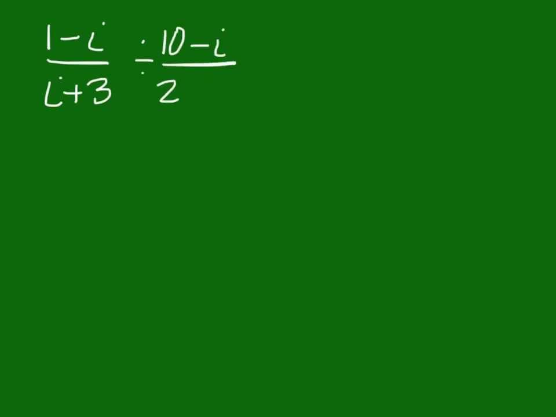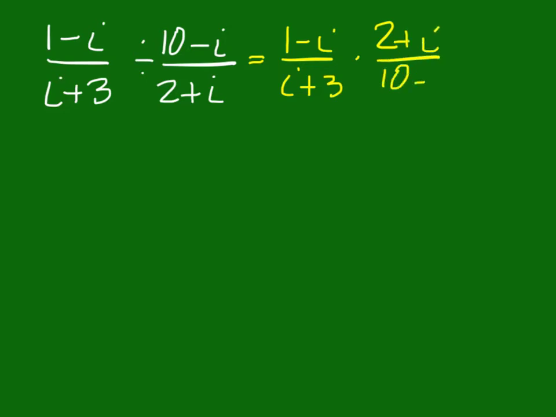Try this one and bring it up here. It is 1 minus i over i plus 3 divided by 10 minus i over 2 plus i. On this problem, we're going to have to flip first and make it 1 minus i over i plus 3 times 2 plus i over 10 minus i.